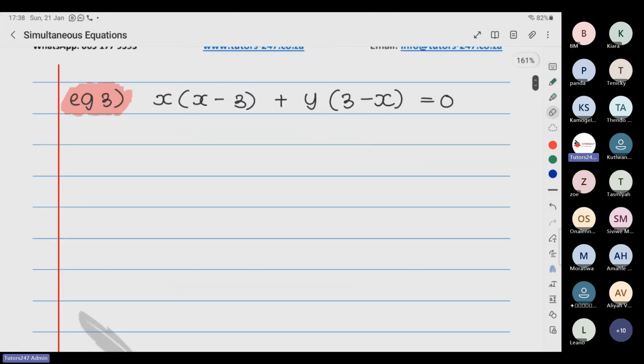So for example 3, we have x into x minus 3 plus y into 3 minus x, and that is equal to 0. Take note that there's only one equation, okay? So what we are now going to do is we need to turn this one equation into two equations. How do we do that?